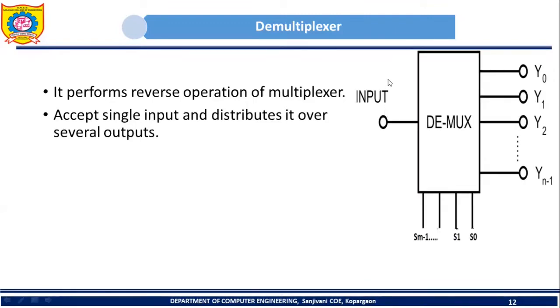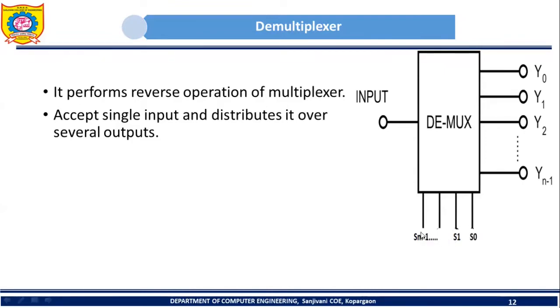So this is the block diagram of demultiplexer. Here you can see that there is one input, then we have many outputs. They are labeled like y0, y1 up to yn minus 1, and in demultiplexer we will also have selector lines. So selector lines are labeled like S0, S1 up to Sm minus 1. So what will be the role of selector line here? Same as that in multiplexer.